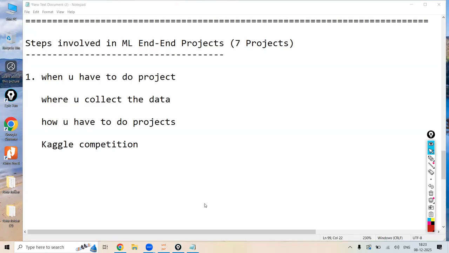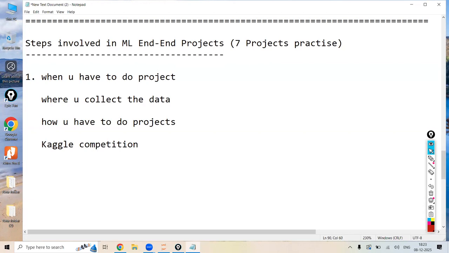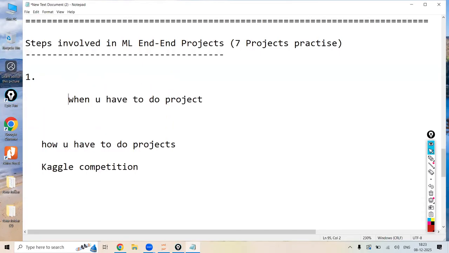Right? Now, what are the 7 projects I'm discussing? All these projects are for practice purpose, student level. Additional to this, separately you are going to do 3 additional projects. Those are your own projects which you have to write in the resume. As I have told you, when you have to do the project, I will tell you where you have to collect the data.